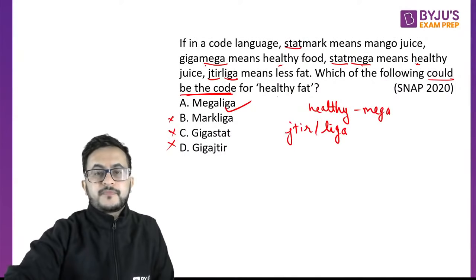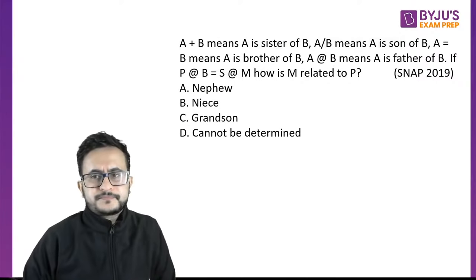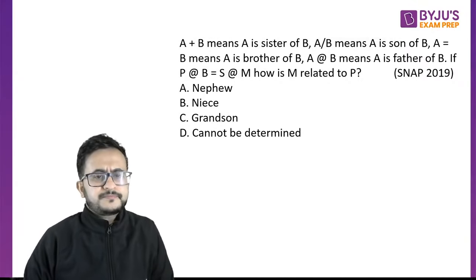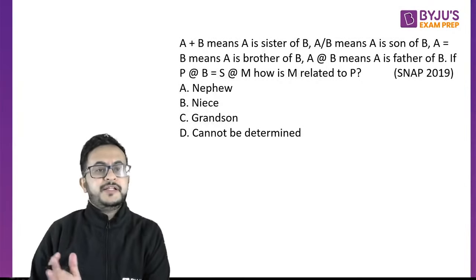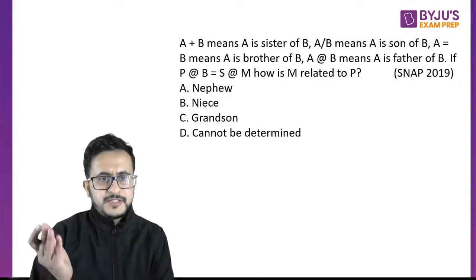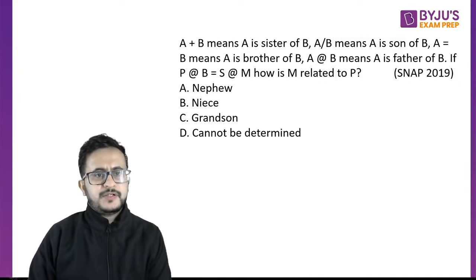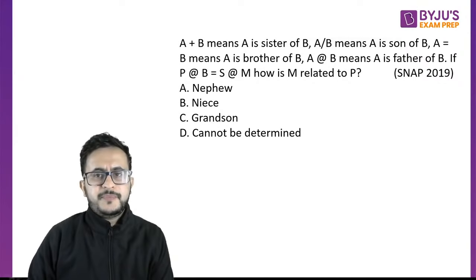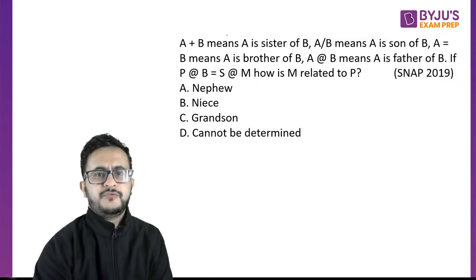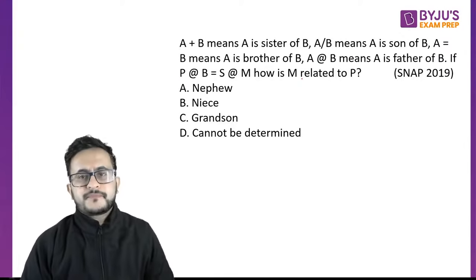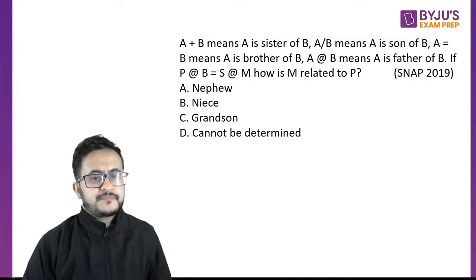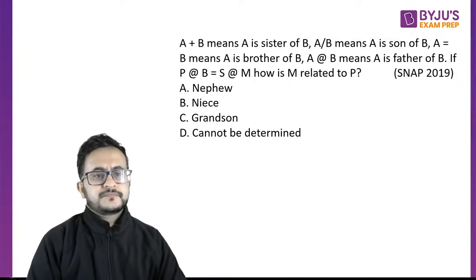Okay. All right. Coded blood relations. Blood relations, not necessarily that you will get in a direct form. Sometimes you might get coded blood relations also. So they have given you what each code means, and they have given one relation and asked you the answer. Now this is from SNAP 2019.